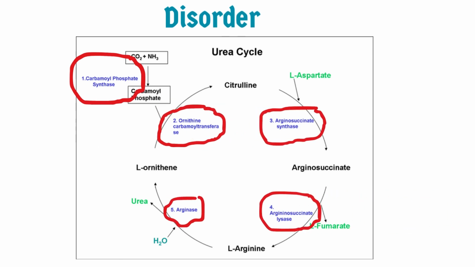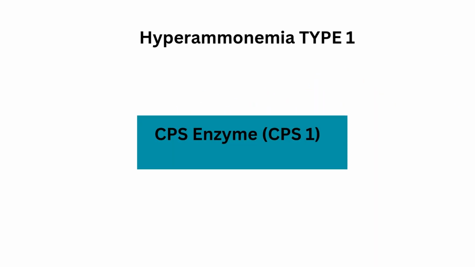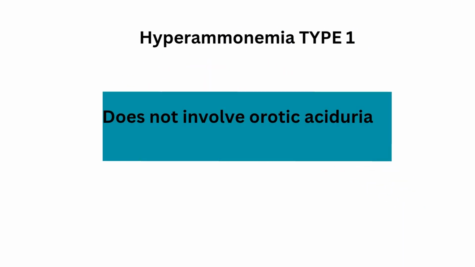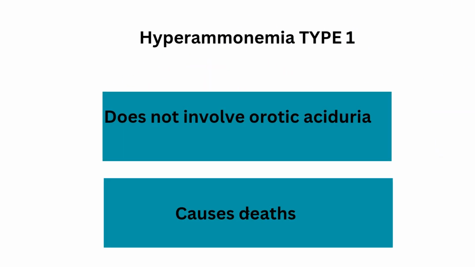Genetic disorders affecting the urea cycle are a major cause of inherited hyperammonemia. Type 1 is caused by a defect in the CPS1 enzyme. It's autosomal recessive and doesn't involve orotic aciduria. Type 1 can lead to brain swelling, coma, and even death if untreated.